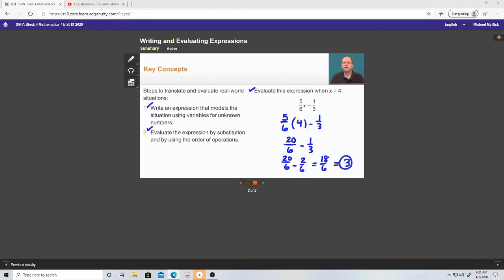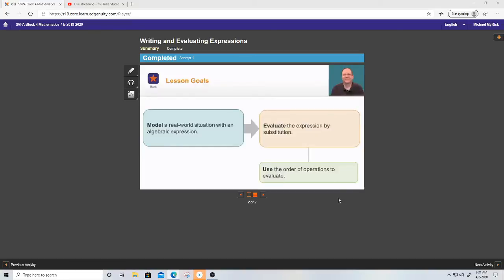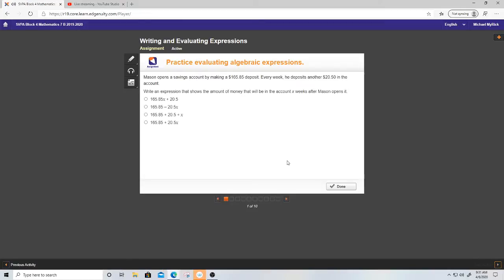Now we've evaluated this expression. Just so you guys know, x is equal to 4. This is our look at our key concepts. You can describe real-world situations, such as the amount of money in a bank account over time, using expressions.